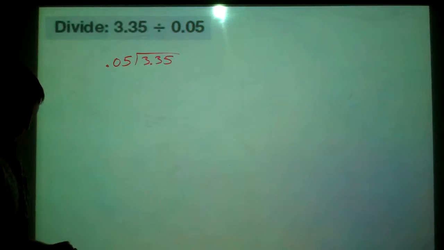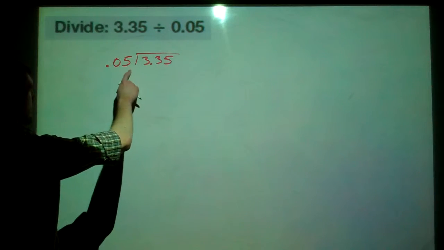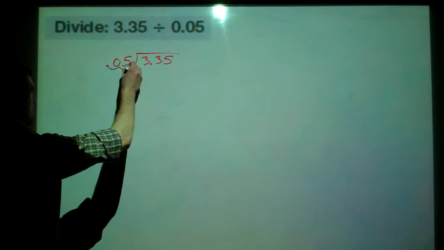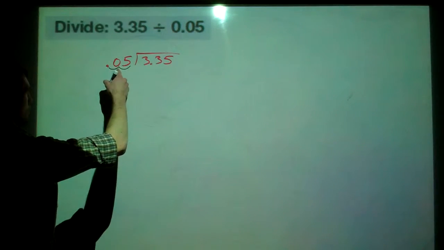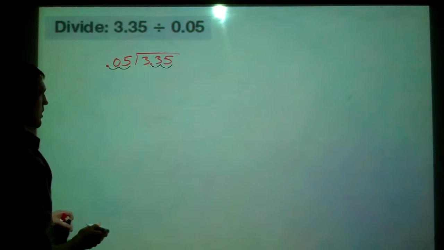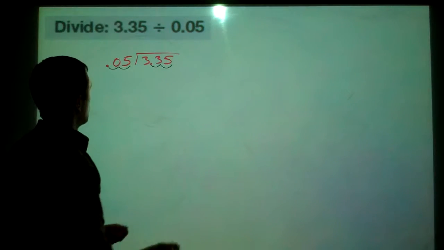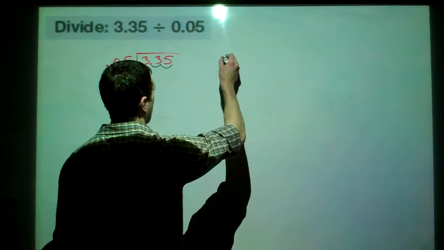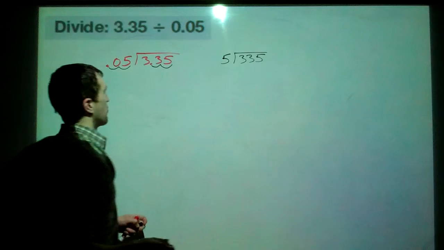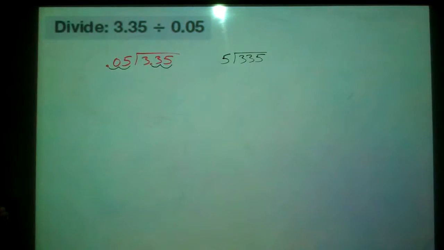But what we have to do is, when we have a decimal for the divisor, we have to move it over so that we have a whole number out here. So we move this twice. We also have to move this over twice. Okay? So now we have a new division problem, which is 5 and 335. So there we have a problem that we can deal with now.